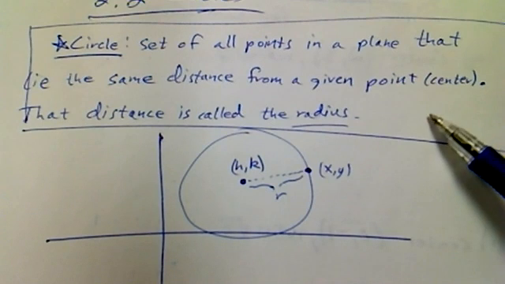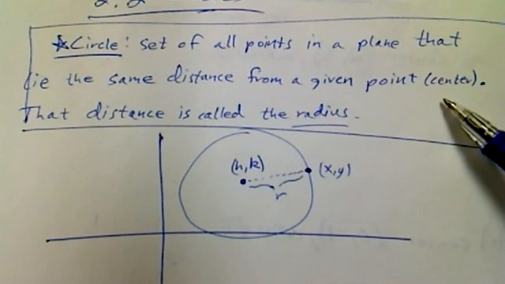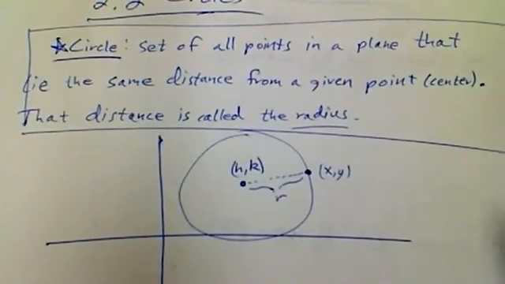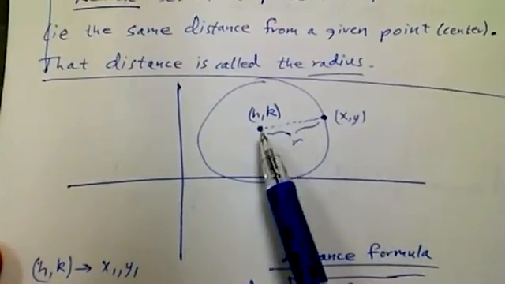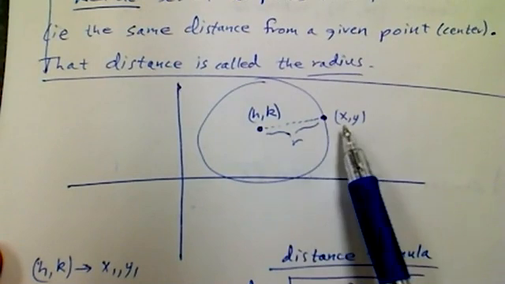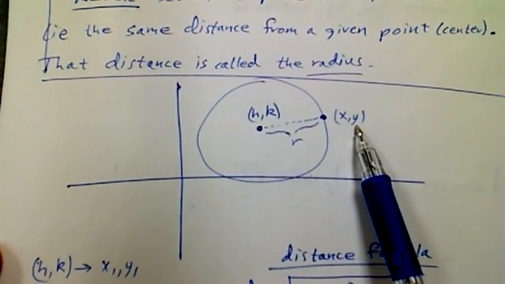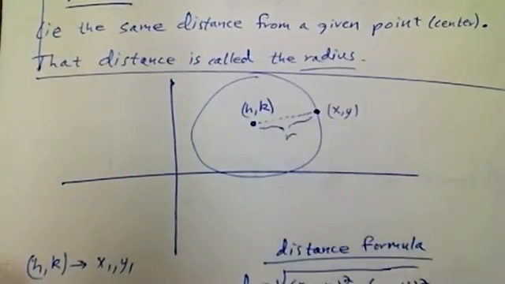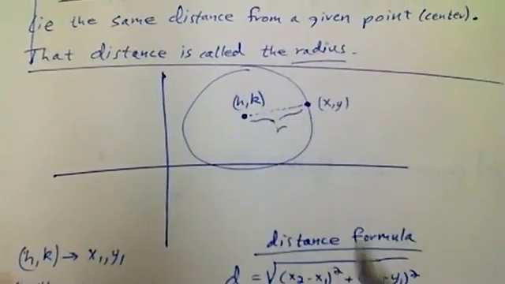Otherwise, if they're not all the same, it might be something that looks more like an ellipse, if you've ever seen that. That distance is called the radius. So right here, I'm going to call the center (h, k), and I'm just going to take some general point, I'll call it (x, y), on the outside of the circle. And that distance there we refer to as the radius. It's the same all the way around.